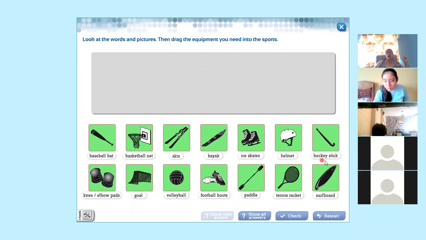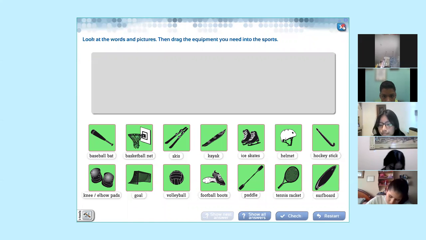helmet, hockey stick, knee pads, elbow pads, goal or the net for soccer, ball, football boots. Pay attention, those are boots, football boots, paddle, tennis racket, and the surfboard. Okay, please correct in your books quickly. Correct in your books. Okay, 1, 2, 3, 4, 5.